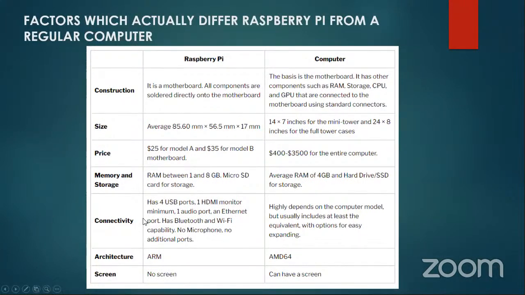And then here the connectivity is 4 USB ports, one HDMI monitor port, and one audio port. Not only one HDMI, though. They have given the point based on the Raspberry Pi 3, but in Raspberry Pi 4, how many HDMI ports? Two micro HDMI ports, and also one audio port. It's quite similar. Ethernet port, Bluetooth, Wi-Fi, everything is present. And the computer highly depends on how much investment you provide; such connectivity you will get without any regret.